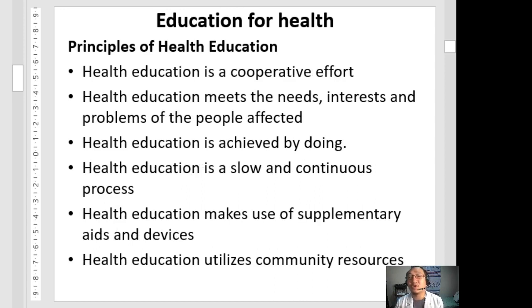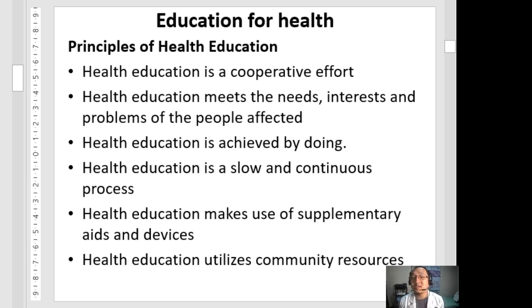Okay, health education is a cooperative effort between the educator and the recipient of the education. Okay, it's a cooperative act in terms of the duration, the action, the feedback, the evaluation in every area of that health education session, from the start until the client reaches its goal. It is always collaborative, it's always a cooperative effort.